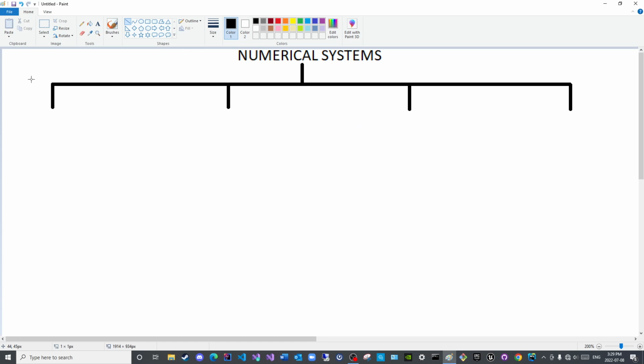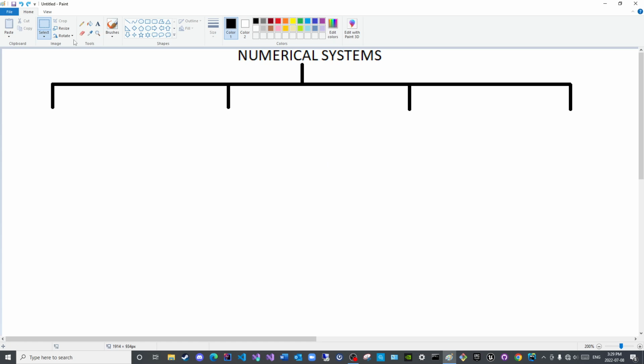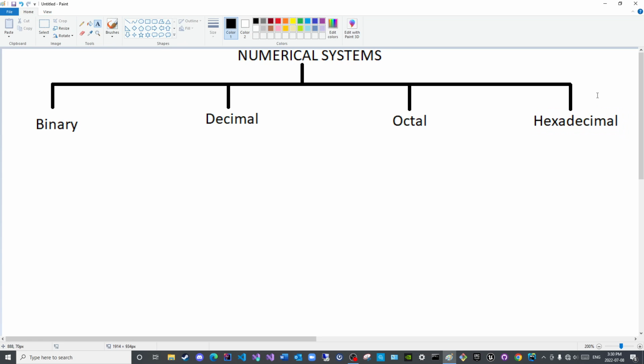Okay, so we have four different systems for numbers. We have the binary numerical system, the decimal numerical system, the octal numerical system, and finally, the hexadecimal system. These are used for counting in particular situations, mainly for computational sciences or anything related to that field, such as programming or hardware development, for example, processor architecture, memory management, and so on and so forth.